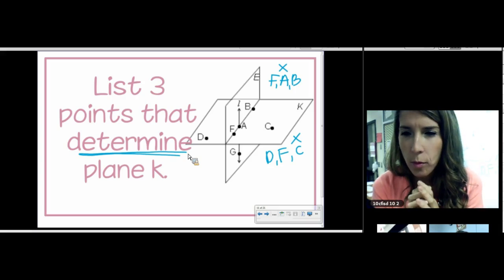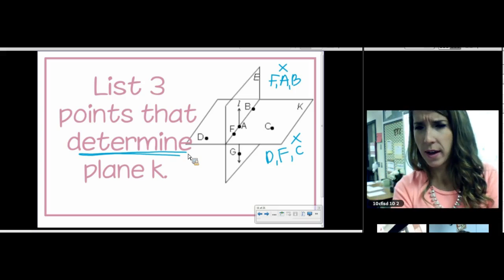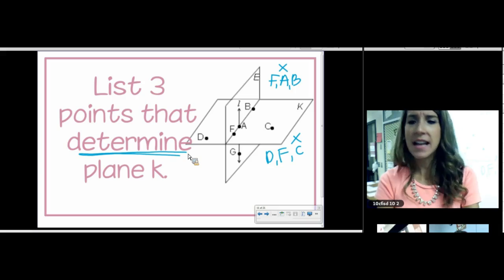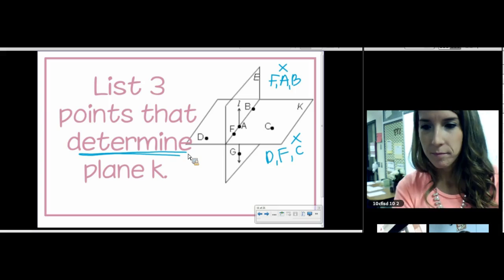I thought you said that 4 points can't be coplanar. 4 points can be coplanar, but that's a sometimes. That was on your quiz. That's a sometimes. Sometimes 4 points are coplanar.